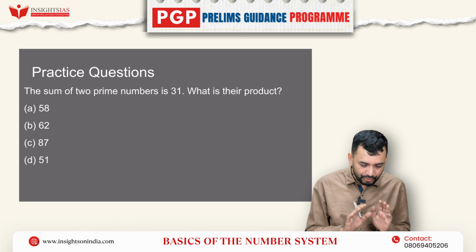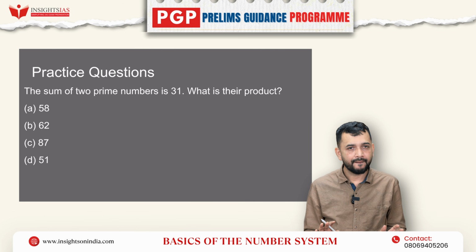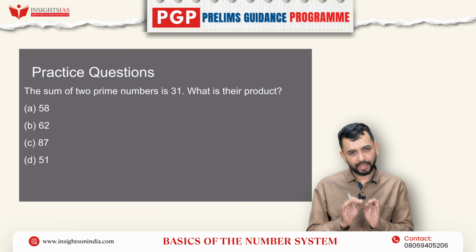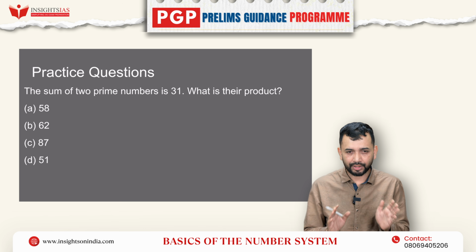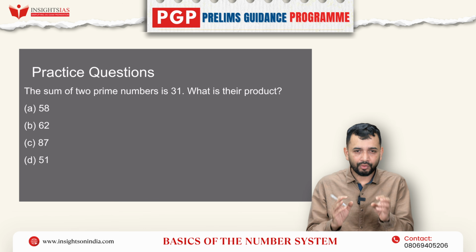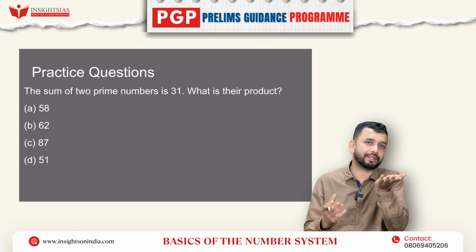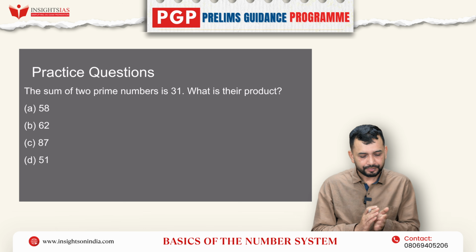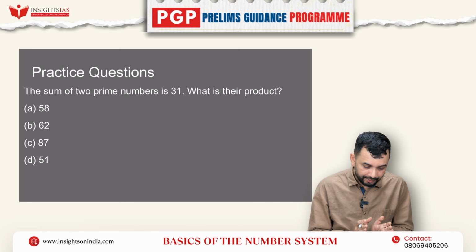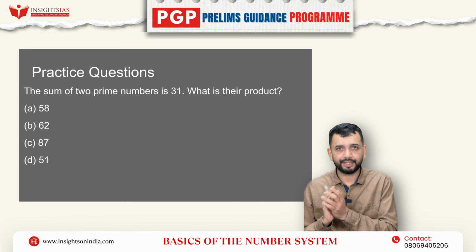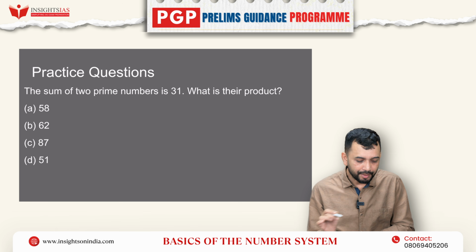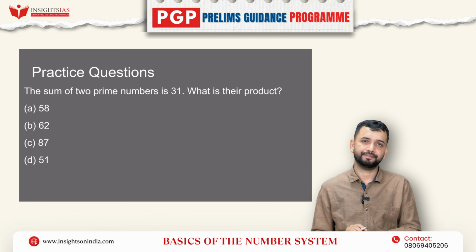Now it is time for you to solve these two questions, right? I will read out the question. I have kept very, very simple questions because in the first session, you always want to build your confidence. From there, we are going to the next level, right? So, what is the first question? Sum of two prime numbers is 31. What is their product? Simple.